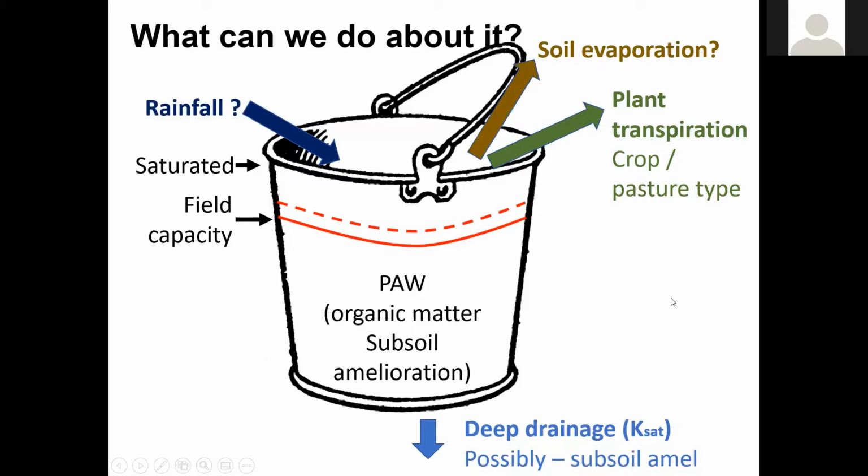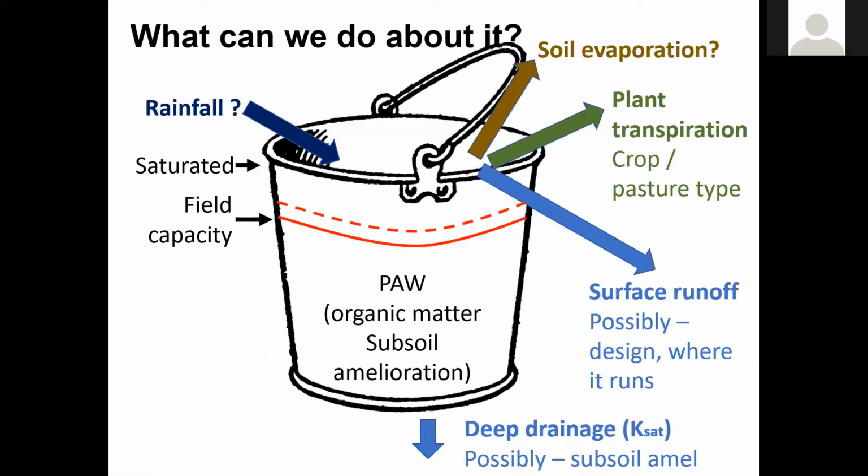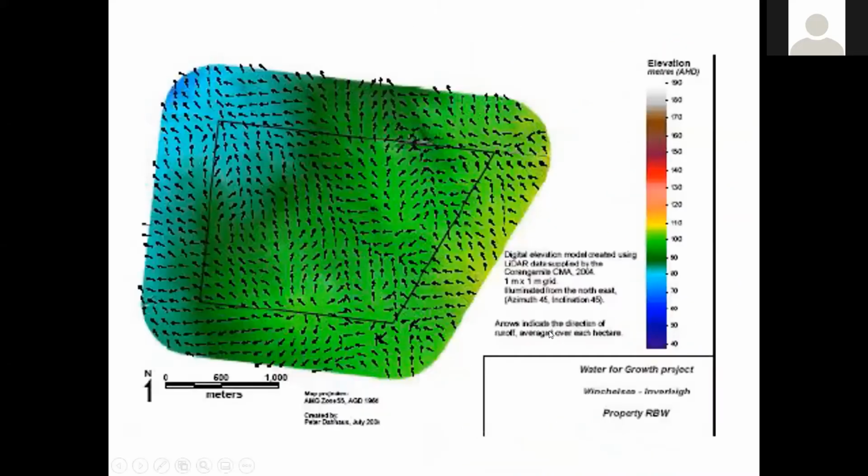We probably can't do much from a soil evaporation point of view, but one I think we can do a little bit on is surface runoff. I've done work at different times in different projects, and I think surface runoff and managing it is something that we can do more with, that we probably haven't really managed very well.